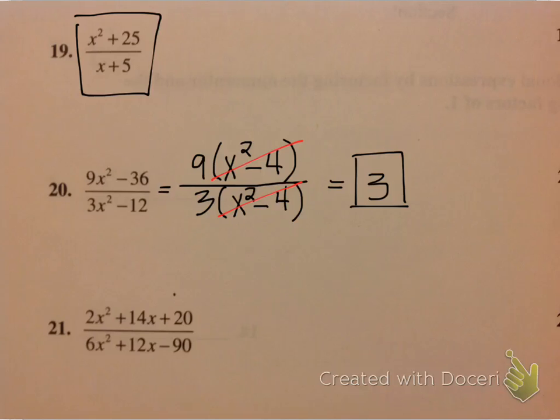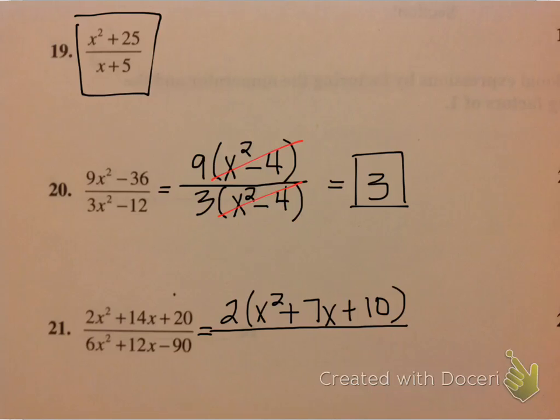Let's look at this last one on the screen. 2 trinomials, and I'm going to look for that GCF again. I don't want to end up in the same boat I was in a minute ago. So let's see if we can pull a GCF out of both. 2x squared plus 14x plus 20. They're all even, so I know 2 will come out. That's going to leave me x squared plus 7x plus, no, sorry, 10.